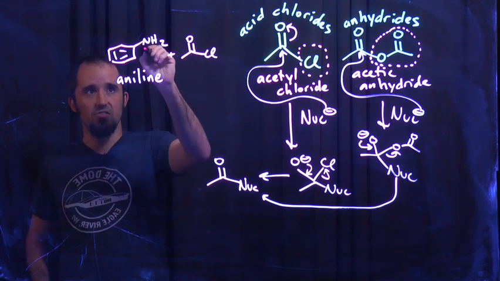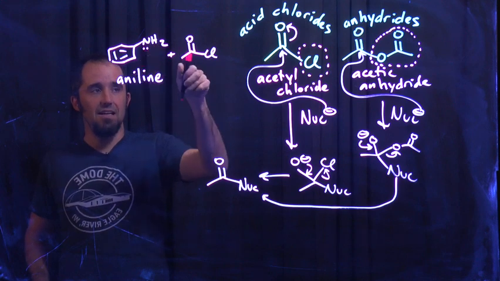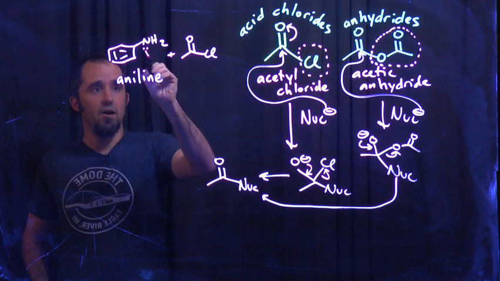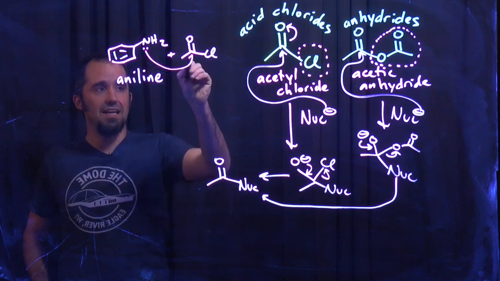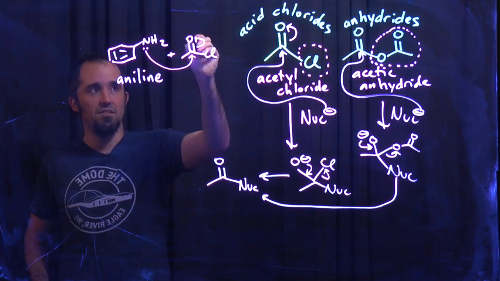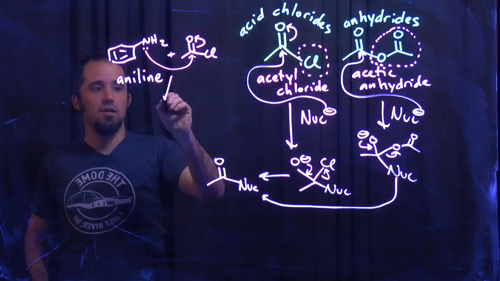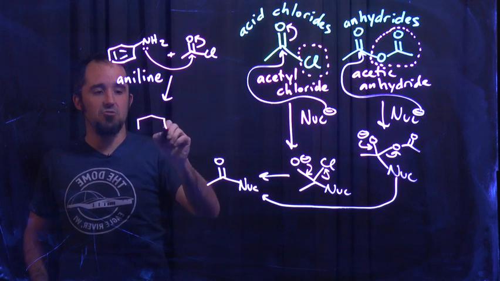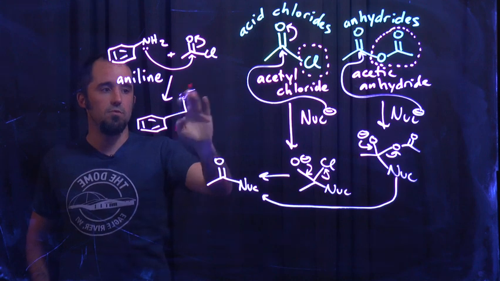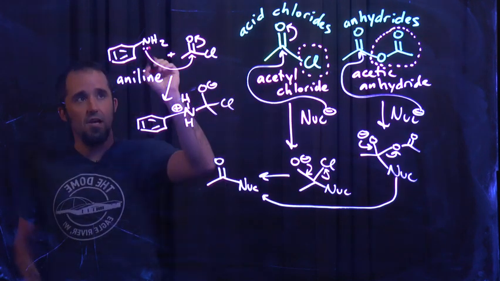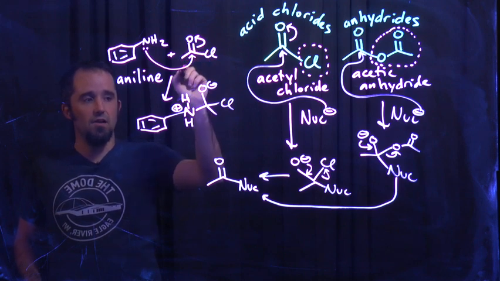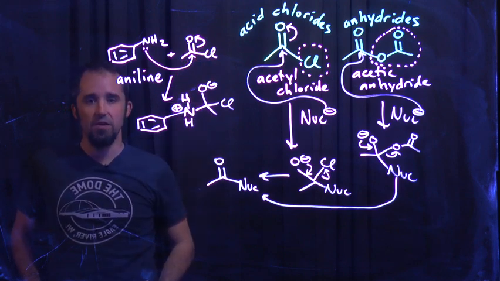Draw the arrows. Nucleophile, electrophile, good electrophile. Lone pair, going to electrophilic carbon, pushing pi electrons onto oxygen, getting a tetrahedral intermediate. Here I'm drawing aniline attacking my acetyl chloride, but I don't need to deprotonate it first.